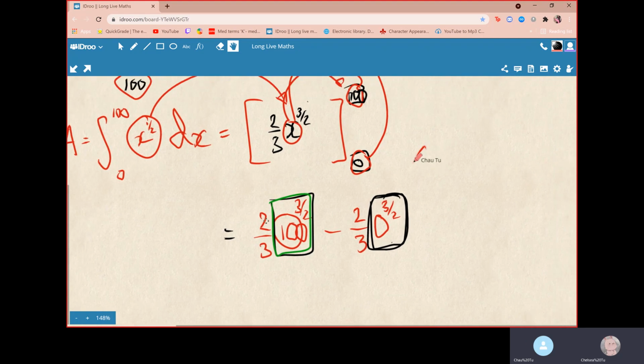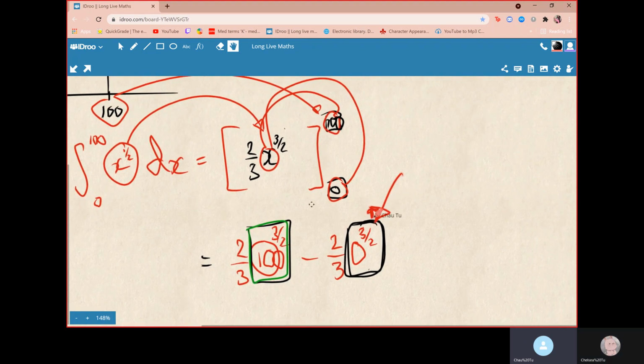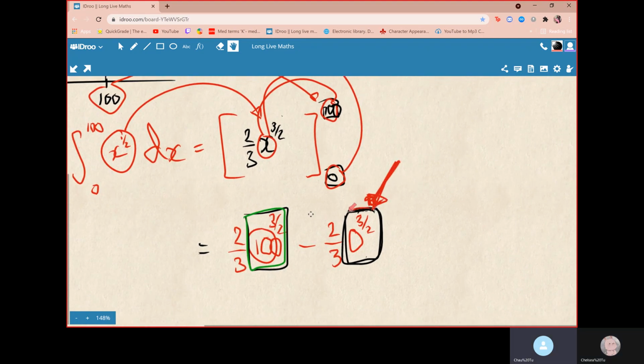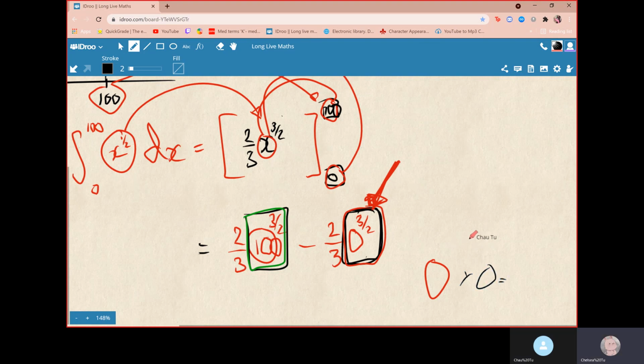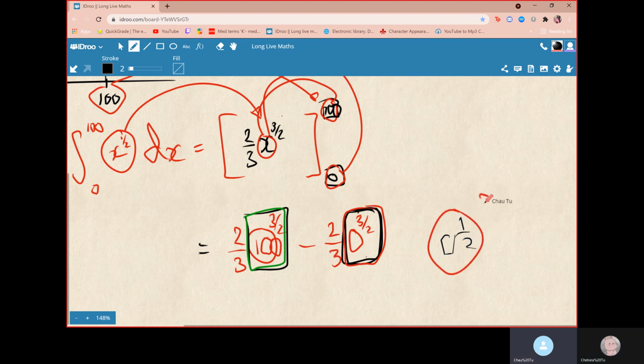Going back to here, Chelsea. Why does this equal 0? Because 0 you can break up, 0 to the power of 3 over 2. If you break it up to 0 to the power of 1 over 2, which is the square root of 0, and then you cube it, it will still be 0. So this whole thing here is going to be 0.